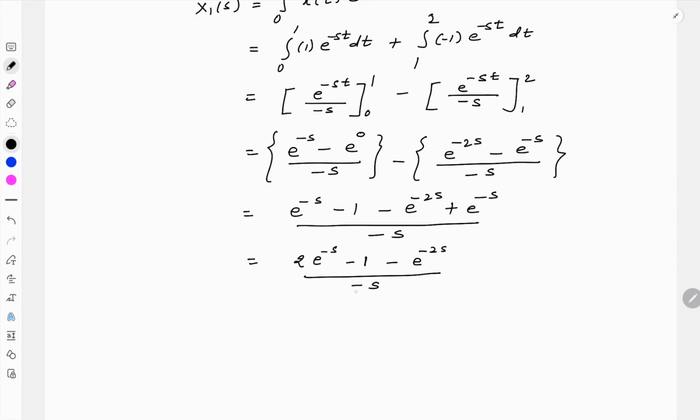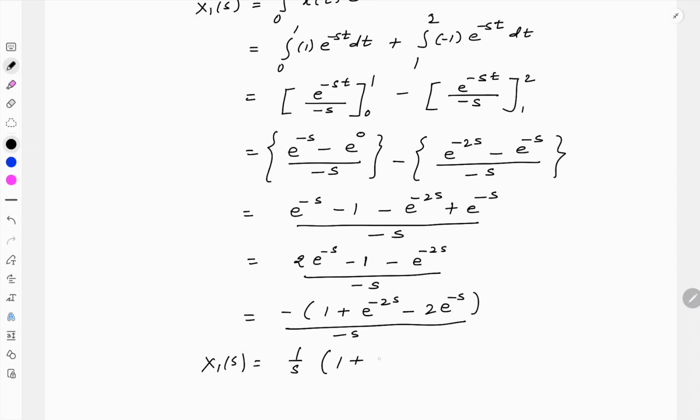At the denominator we have a negative sign, so let us take the negative sign common from the numerator. So our equation becomes, minus sign is taken common, 1 plus e raised to minus 2s minus 2 e raised to minus s upon minus s. So our X1(s) will be equal to 1 by s into 1 plus e raised to minus 2s minus 2 e raised to minus s. So this is not the final answer. Here we have obtained only X1(s).